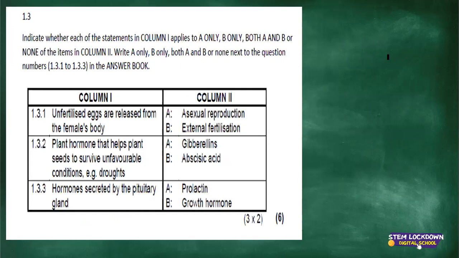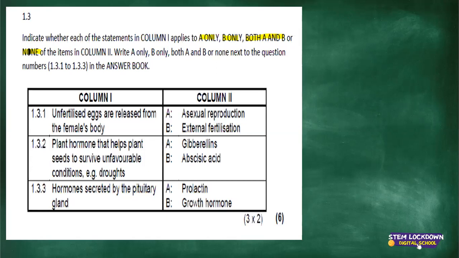Indicate whether each of the statements in column 1 applies to A only, B only, both A and B, or none. So that's how you write your answers. You write 1.3.1, none. 1.3.1, A only. 1.3.1, B only. 1.3.1, both A and B, depending on what your answer is. So you don't repeat the words. You just really follow instructions, guys, so you don't waste your time when you write your answers here. You will have enough time, you'll be relaxed. As long as you follow questions, you can write your paper relaxed and you'll be able to finish and even get time to check your answers.